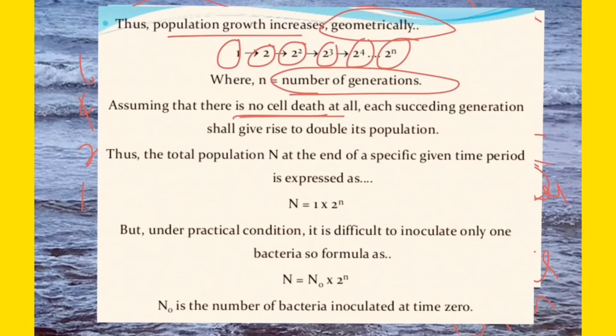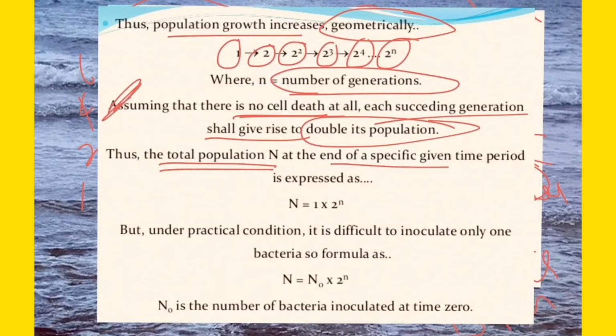Assuming there is no cell death in each successive generation, which is one of the major conditions, we are not assuming any cell is going to die, so that we can predict the number of cells in each generation. Each cell gives rise to double its population. The total number of population at the end of each time period is N. The expression is N equals 1 multiplied by 2 to the power n. If no cell dies in successive generations, you can calculate by this formula the number of cells in bacterial multiplication after binary fission.